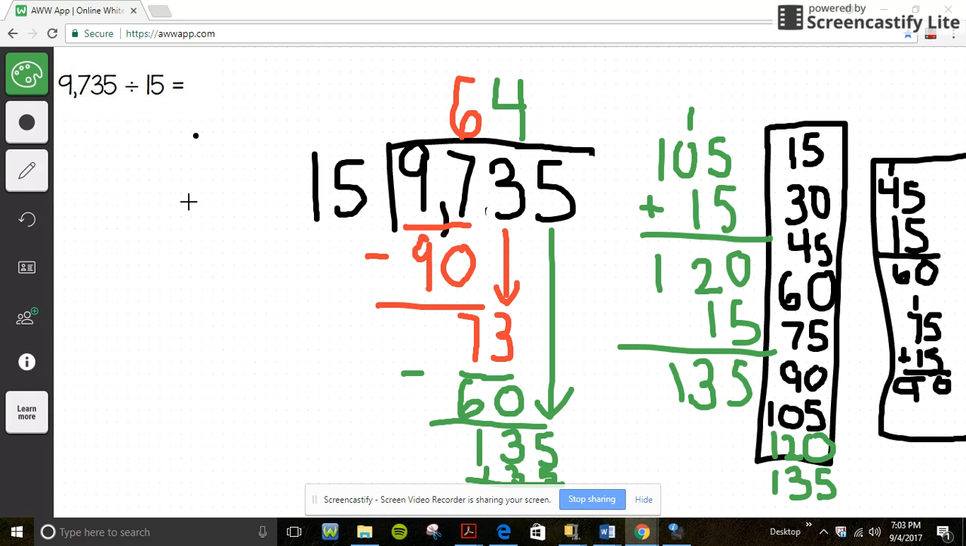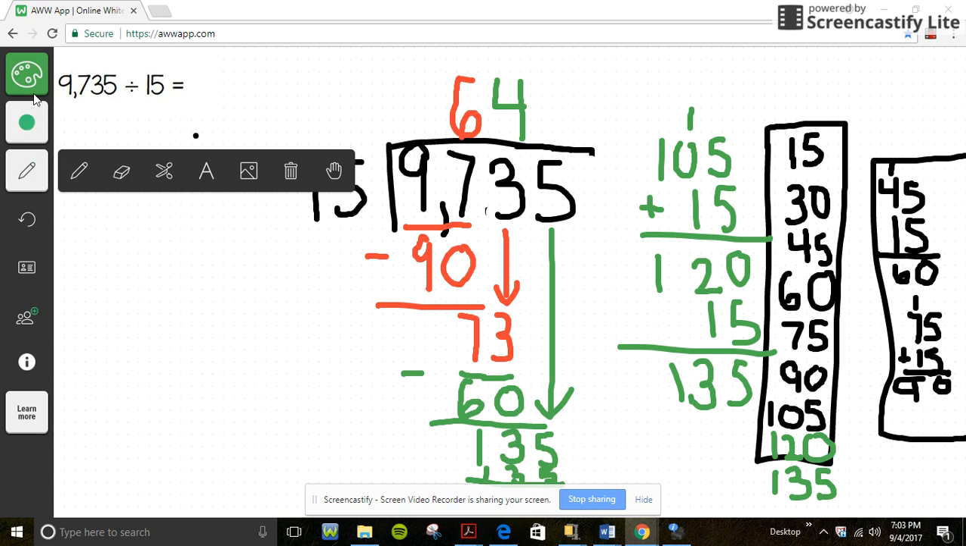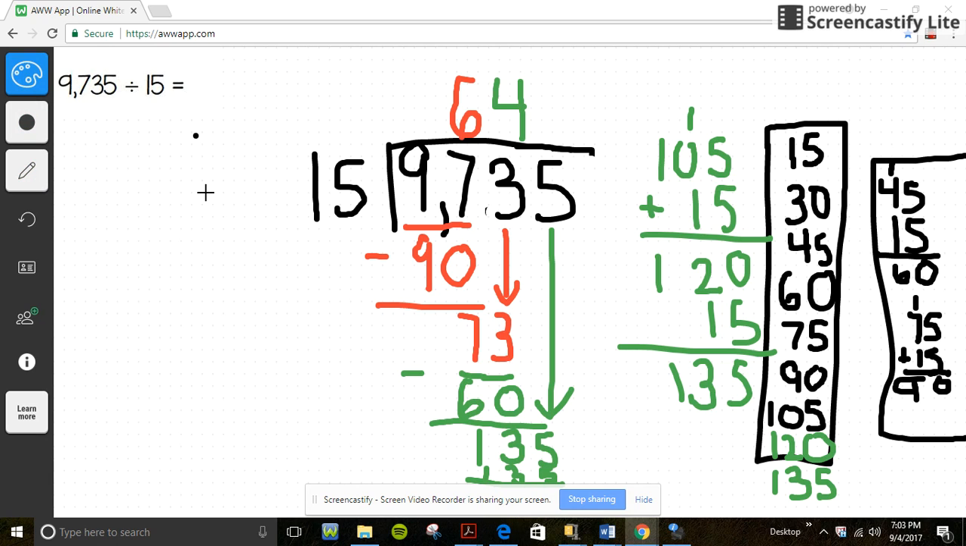And don't forget to be consistent. I know that we just didn't do that right now, so let me go back and tell you what I mean. How many times does 15 go into 1? It can't. How many times does it go into 13? It can't. How many times does it go into 135? It goes in evenly at 135, but how many times is that? So let's count with our skip counting. 1, 2, 3, 4, 5, 6, 7, 8, 9. So our correct answer to put up here is 9.